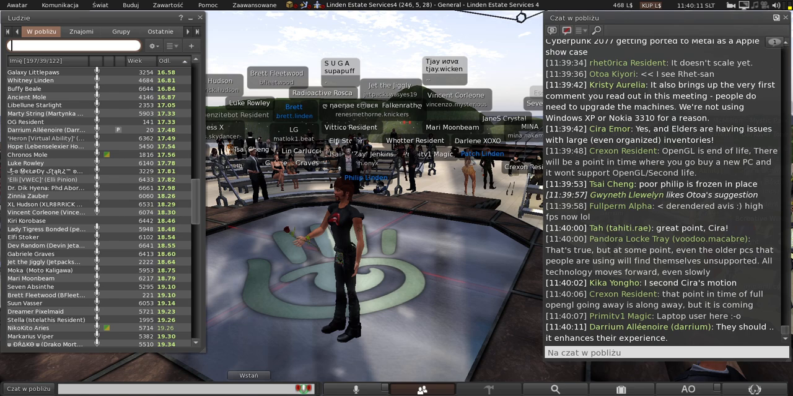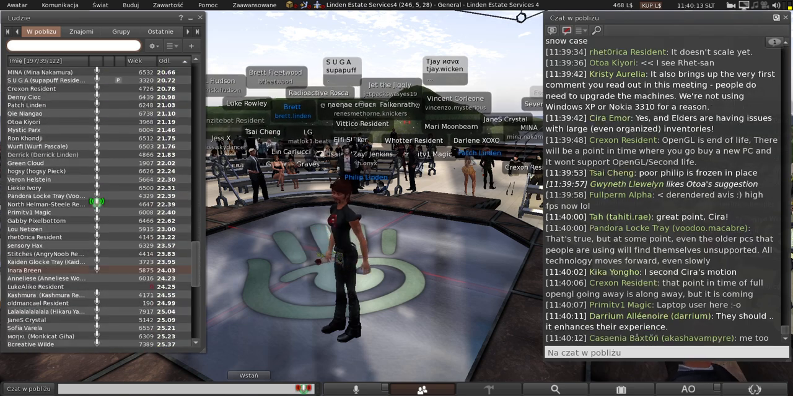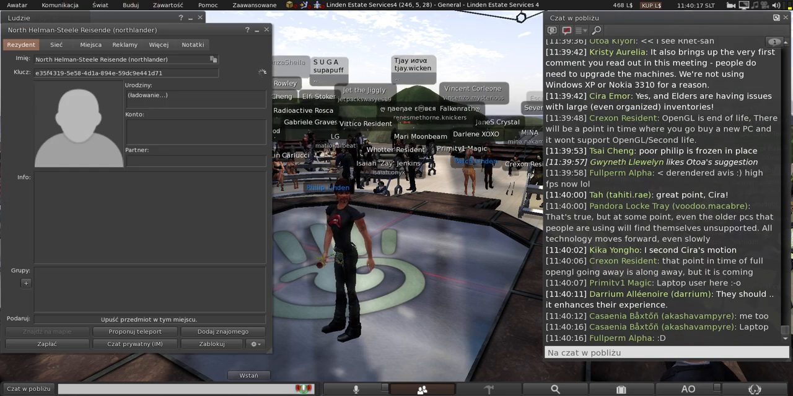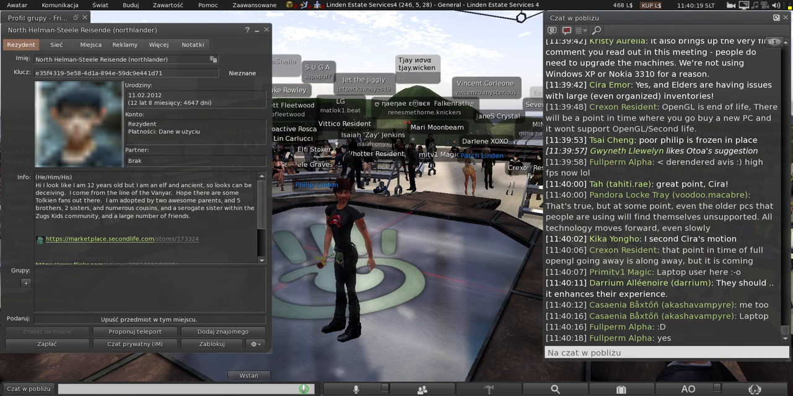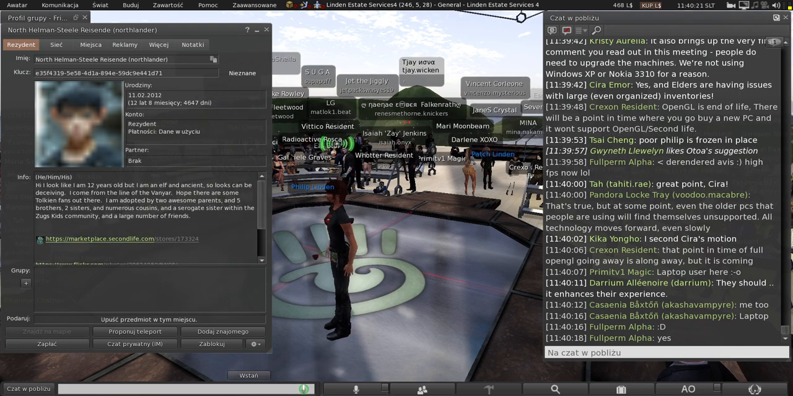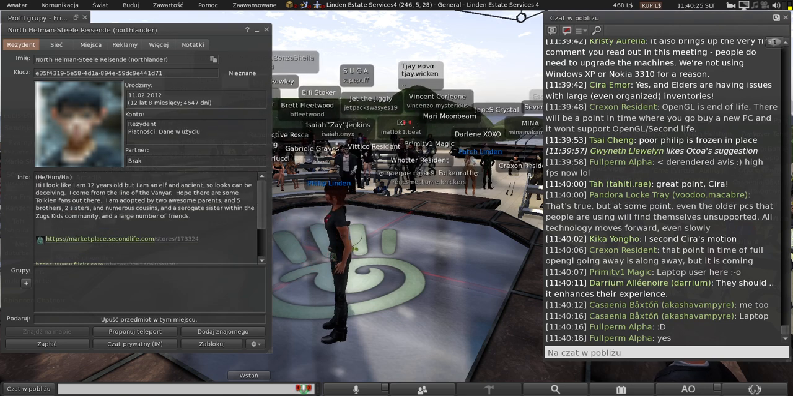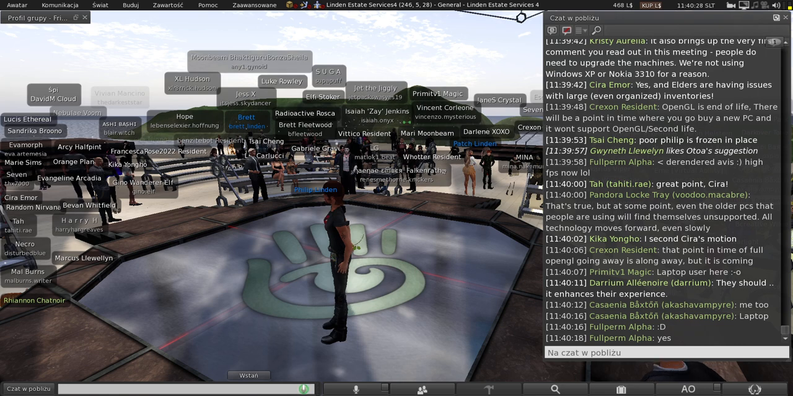I have a question about the state of Linden Lab. So recently it was sold to a holding company, which Brad apparently owns now. What is the future for Linden Lab going forward, now that it's been held by a holding company?